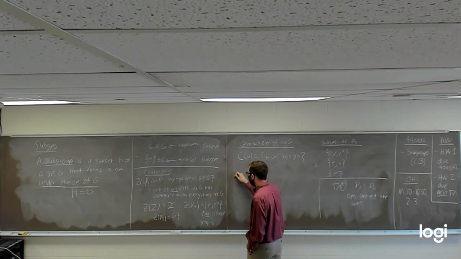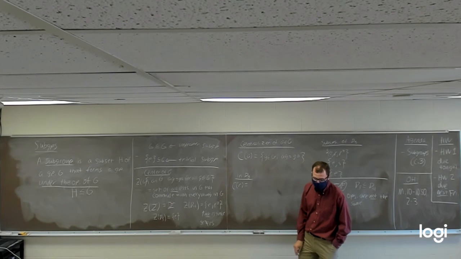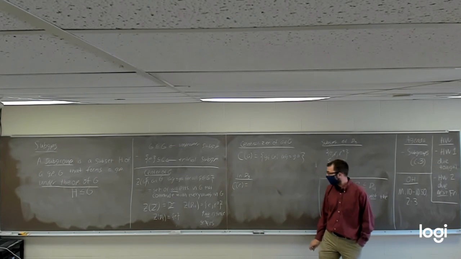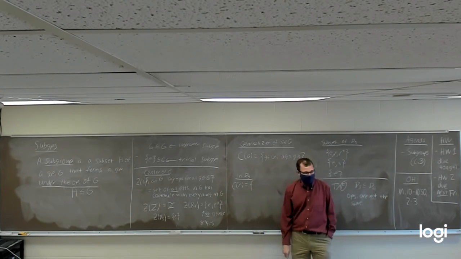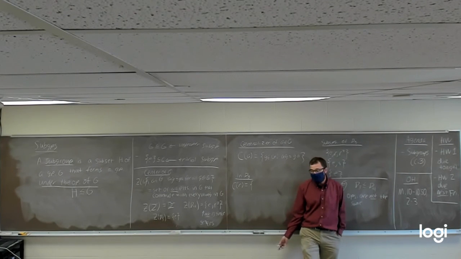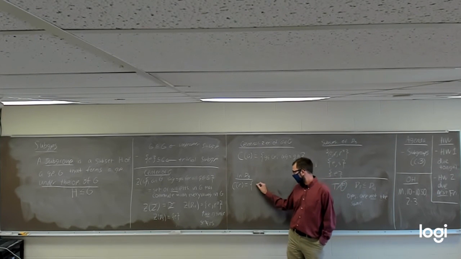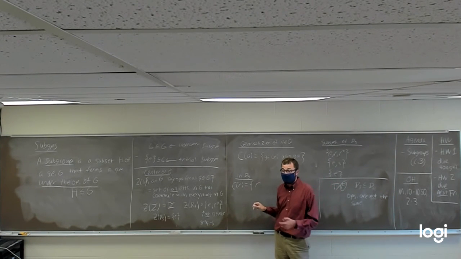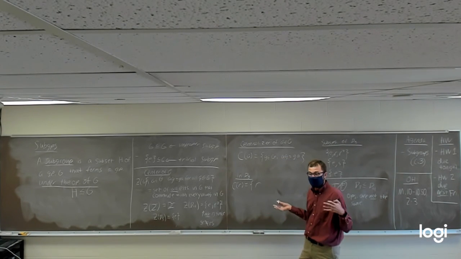So let's say we're in D3, for instance, and we wanted to look at the centralizer of the element R. What's going to be some element in D3 that commutes with R? Some x such that xR is equal to Rx. R itself. Any element is always going to be in its own centralizer, because R times R is always going to be equal to R times R.